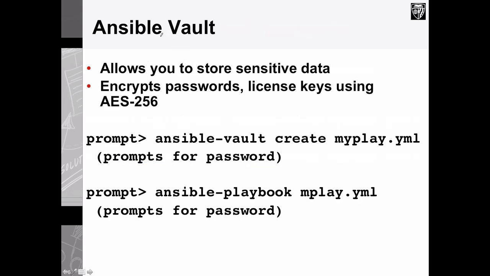So finally, let's look at Ansible Vault. Ansible Vault allows you to store sensitive information like username, password, and license string in an encrypted AES 256 format. The way to use Ansible Vault is to run the ansible-vault command when you create the playbook. When you create the YAML file, it prompts for the password, and when you run it, you need to specify that password for it to be accessed in the playbooks.